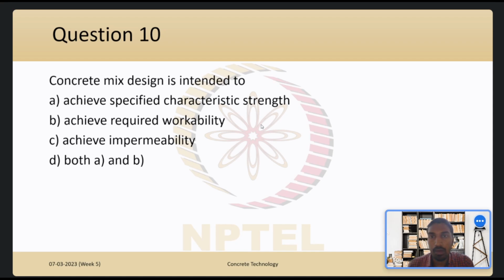The other is once this concrete sets, it hardens, so it will gain strength, and we need to achieve a specified characteristic strength, right? So the strength that we are designing for should be achieved, to handle the load. So achieving the specified characteristic strength is also one of the purposes, right? But to achieve impermeability is not a direct intention of the mix design itself, right? So it is only options A and B, which is given in option D, both A and B. So the right option is D.